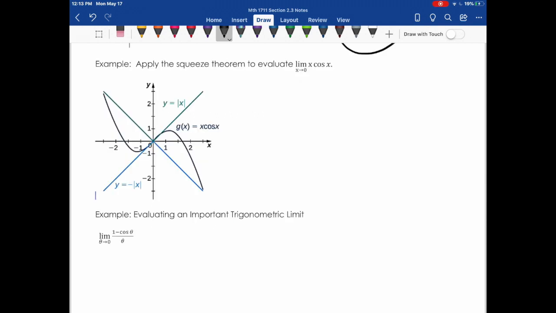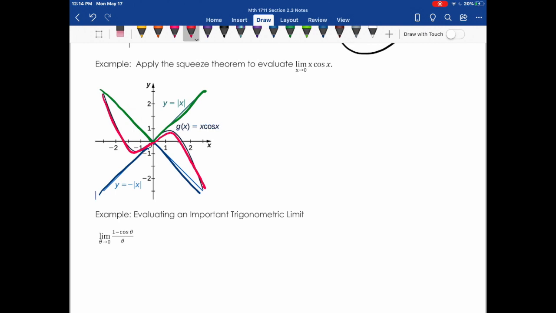We are going to find the limit as x approaches 0 of x times cosine of x using the Squeeze Theorem. If you look at the graph, in green you have the absolute value of x, and in blue you have minus the absolute value of x, because it flips it as a reflection over the x-axis. And that function in between, I'll do it in a different color so it's easy to see, x cosine x, is squished between those two functions.